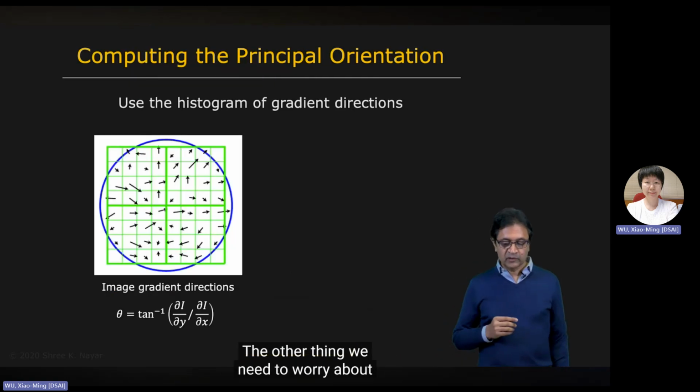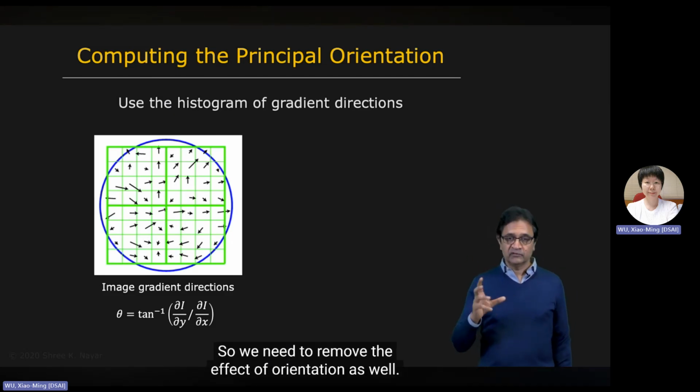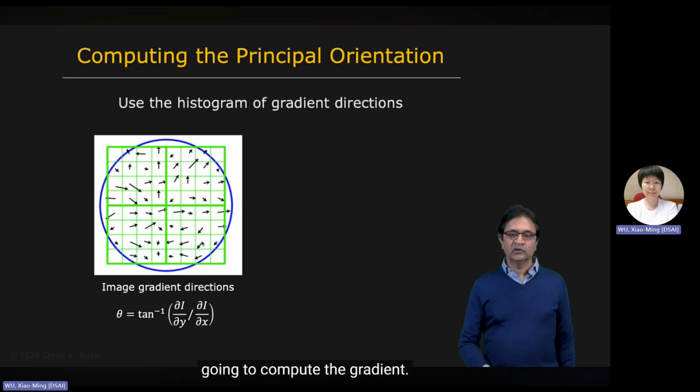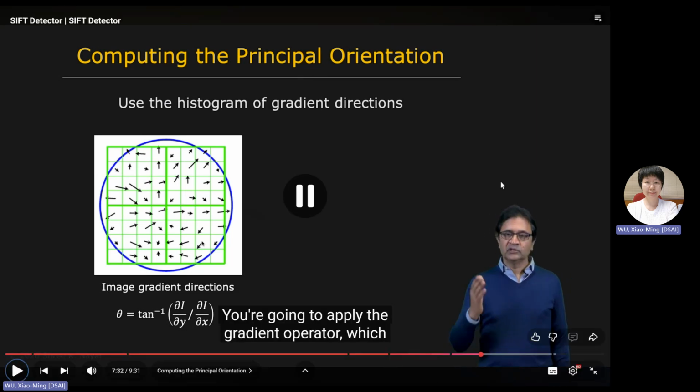The other thing we need to worry about is orientation or rotation. So we need to remove the effect of orientation as well. For that, imagine that after the scale has been removed, this happens to be the area that the blob occupies. You can essentially place a grid in there. And for every pixel in the grid, you're going to compute the gradient, applying the gradient operator.